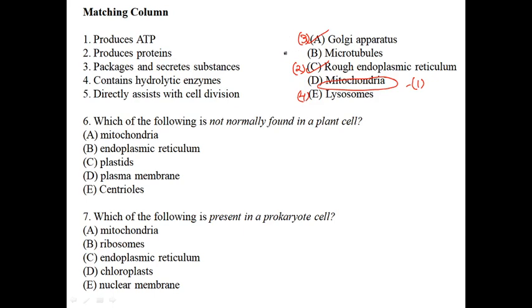Which directly assists with cell division? That is microtubules. There's a 9+2 arrangement, 9+1 arrangement of this. So microtubules help in directly assisting with cell division.